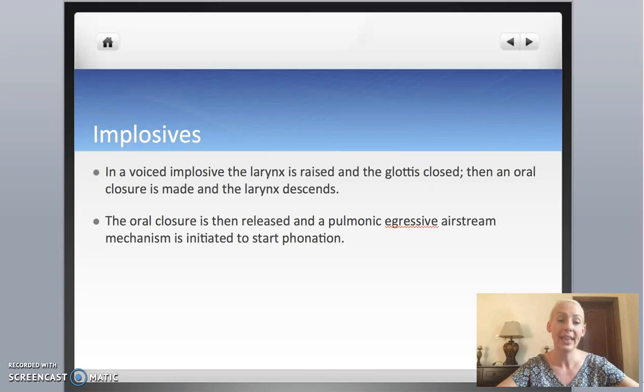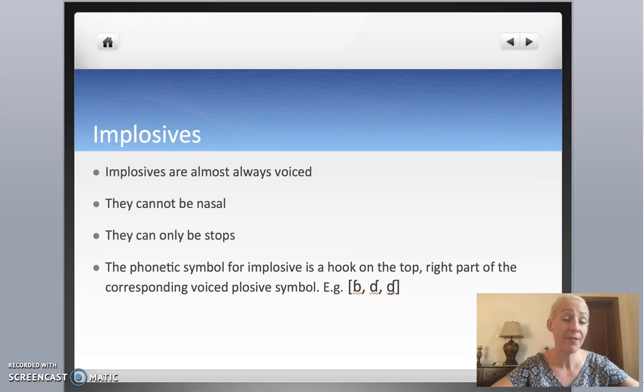So implosives are ingressive sounds. And implosives, unlike ejectives, can be voiced, because after the air comes in, it can go through the vocal folds. And in fact, they are almost always voiced for that reason. They also cannot be nasal, just like ejectives. And they can only be stops. And the phonetic symbol for these sounds is a little hook on the symbol. So for example, you can see here the B with a little hook, or D with a little hook. That means it's the implosive with this type of oral closure, for example, bilabial or alveolar.